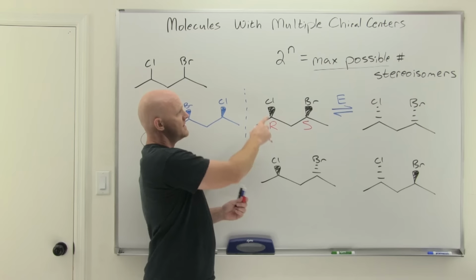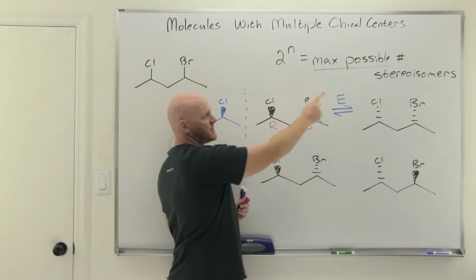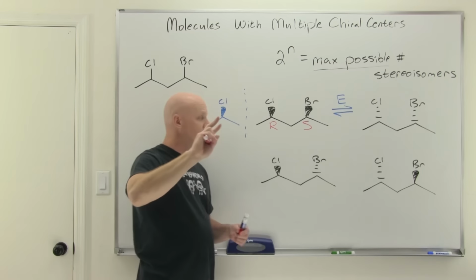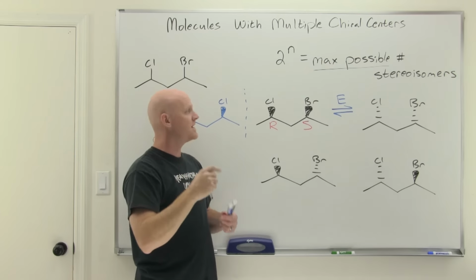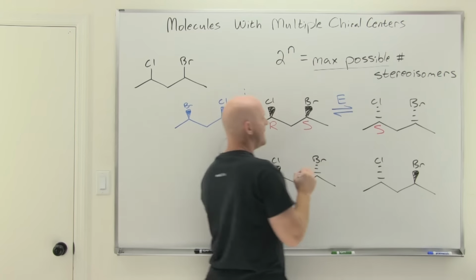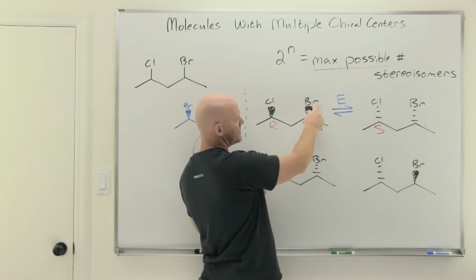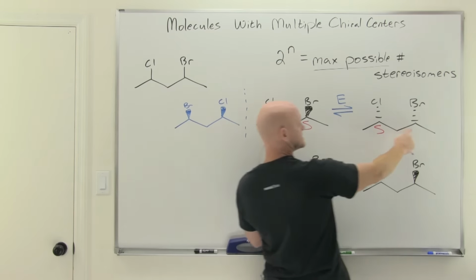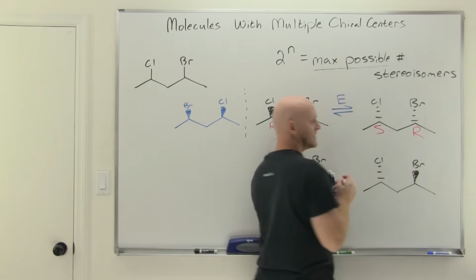Now, if you notice here, the chlorine's on the wedge, the hydrogen on the dash, but in the next molecule over, the chlorine's on the dash, the hydrogen's on the wedge. And when we learned that when two groups trade places, it inverts it. So if this one was R, then this one here is going to be S. And if this one's S, again, bromine's on a wedge, hydrogen on a dash, now bromine's on the dash, hydrogen on the wedge. If the original here is S, then this one is inverted and is going to be R.